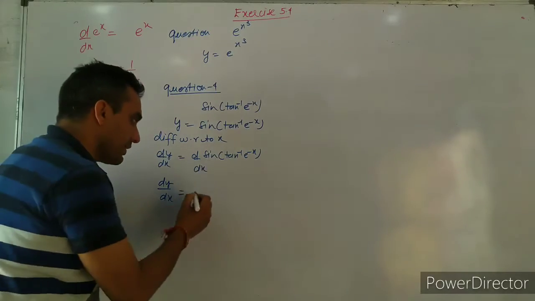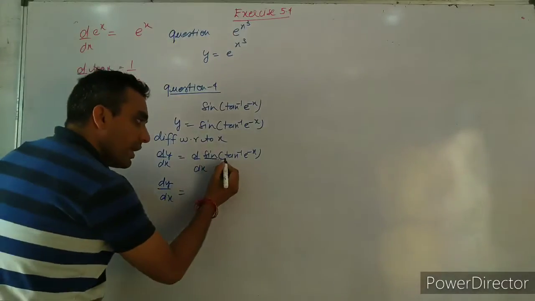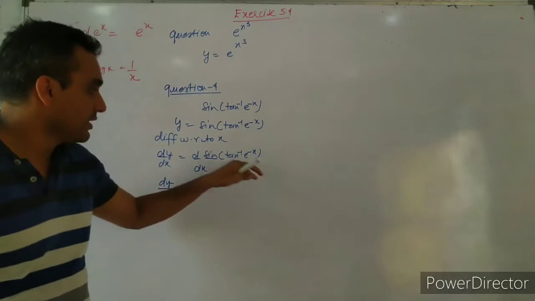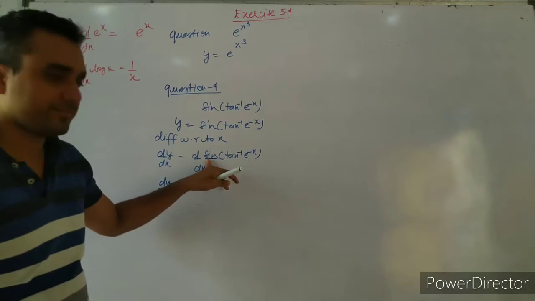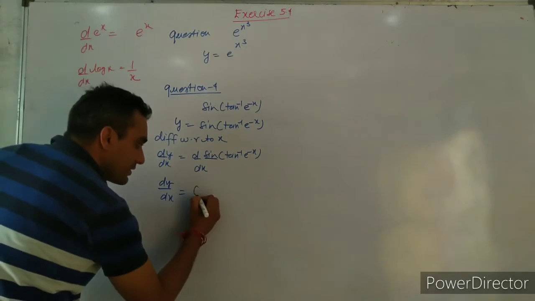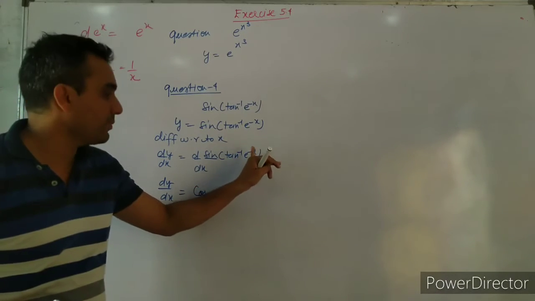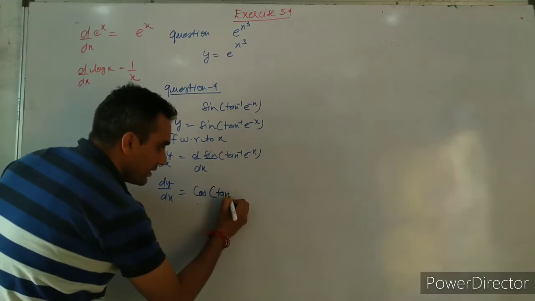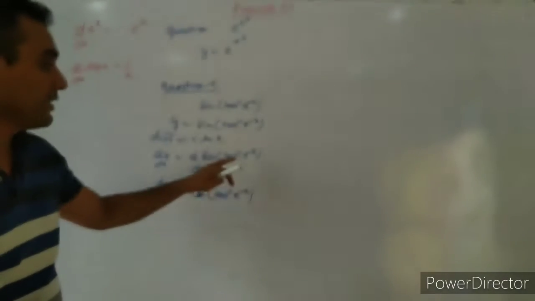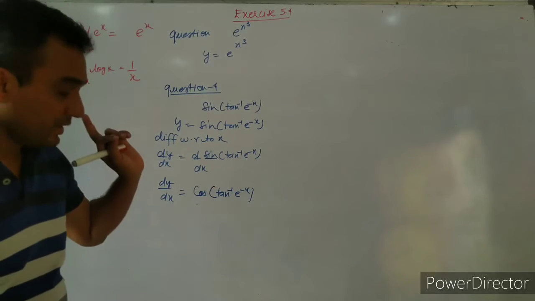Now the differential of sin x is cos x. Here, in the place of x we are having tan inverse e to the power minus x. So the differential of sin is cos, and at the place of x we are having tan inverse e to the power minus x. So I have written that there.